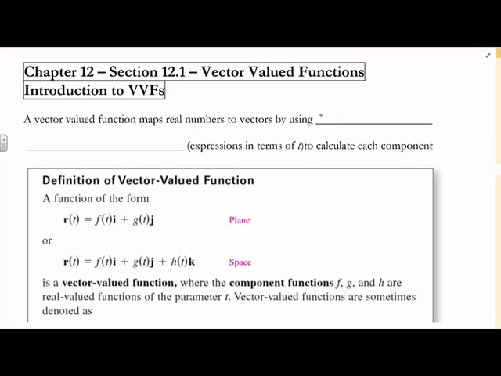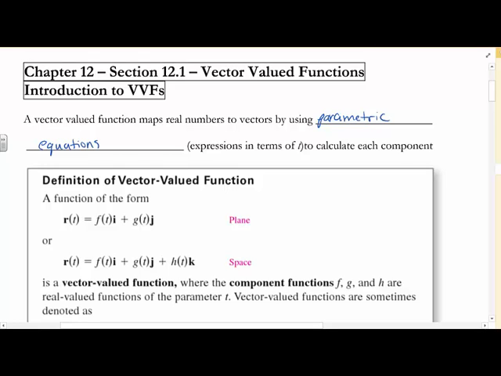So this next chapter is on what's called vector-valued functions, and that's where instead of having numerical components for all your function values, you have values that can be created for different points in space, for different times in space. So, how does this look? A vector-valued function maps real numbers to vectors by using parametric equations, which turn into expressions in terms of t, to calculate each component.